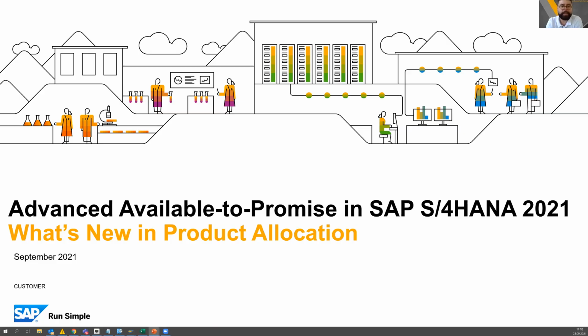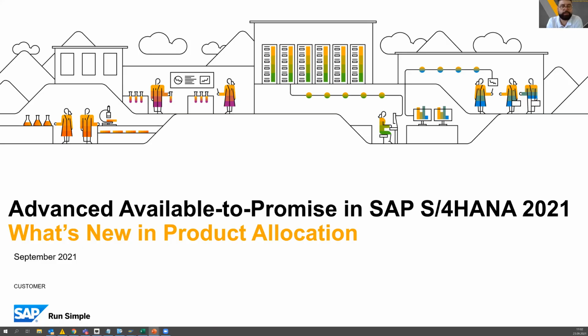Okay, I have several topics, and I will concentrate on the deltas to the 2020 release. So I will show you what's new with 2021. I don't have an overview, but we will mainly cover the following topics. We will start with product allocation, the well-known basic method, in addition to the product availability check.